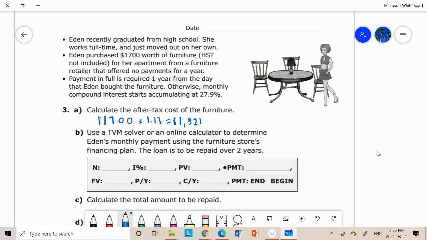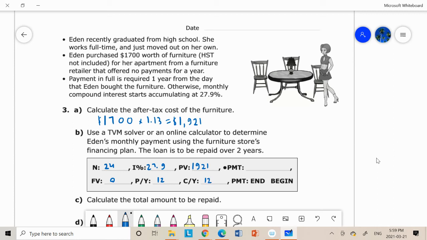Use a TVM solver to determine Eden's monthly payment using the furniture store's financing plan. The loan is to be repaid over 2 years. So what do we know? We know that she can pay monthly, so 2 years is 24 months. We know the interest rate is 27.9. The present value, PV stands for present value, is 1921, right? Because that's the total amount she has to pay for the furniture. And the future value is 0 because by the end of the term, she'll pay the entire amount. We have 12 payments per year and it's compounded monthly, so 12 times per year.